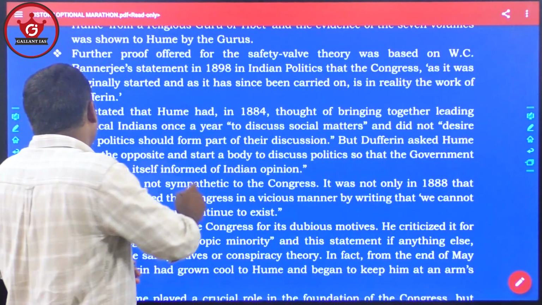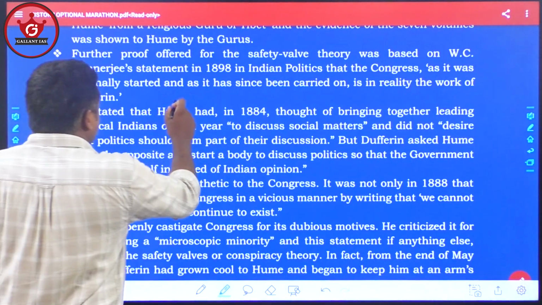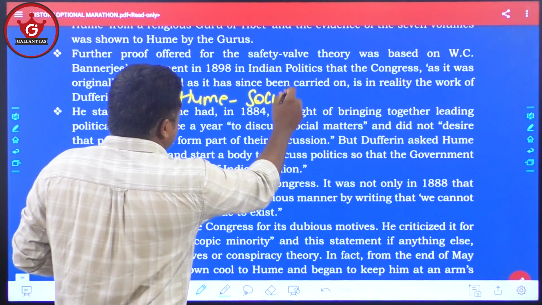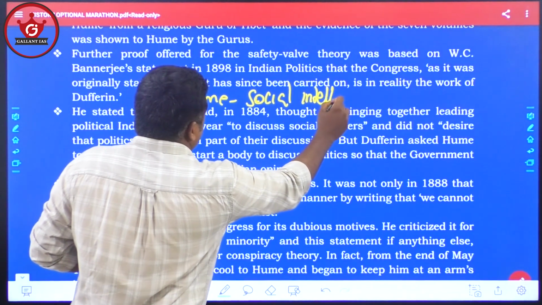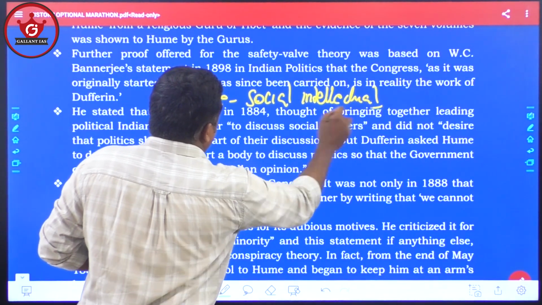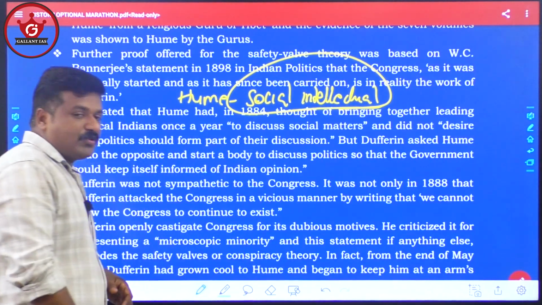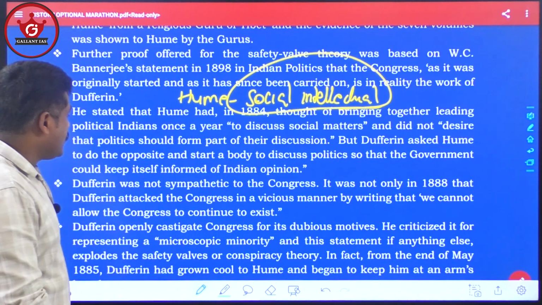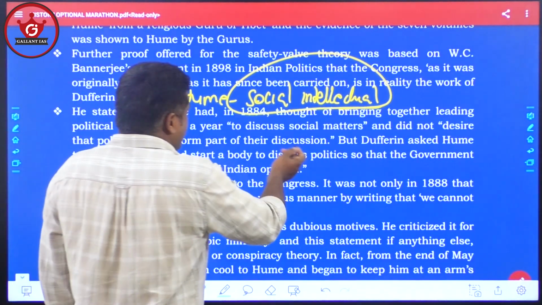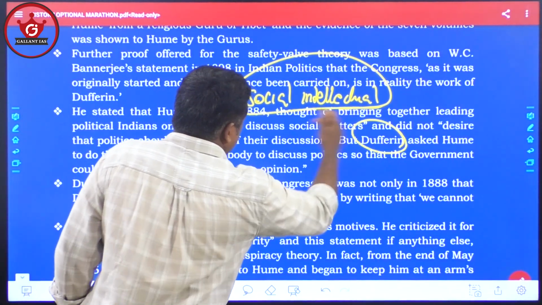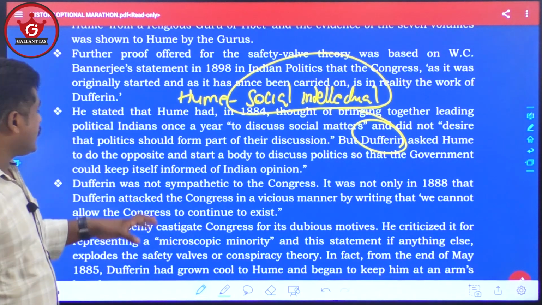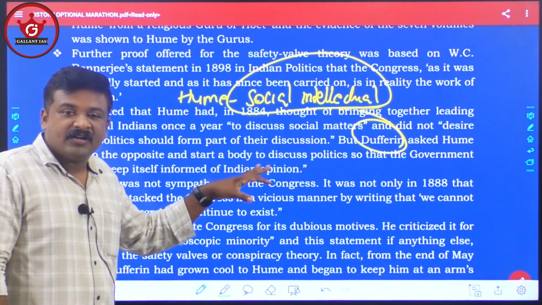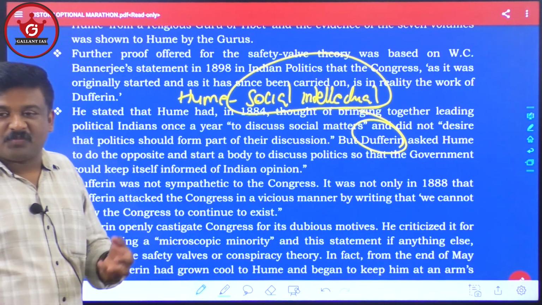A.O. Hume's idea was that the organization would be for the social, economic, and intellectual upliftment of Indians. But Banerjee says it was actually Dufferin who said, yes, let it be a political body. It should not be a social body. It should be a political body. It should not be a body to introduce social, intellectual, or religious reforms.